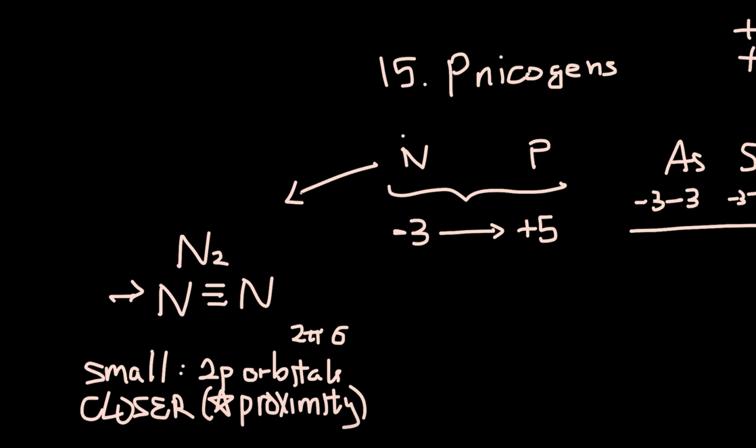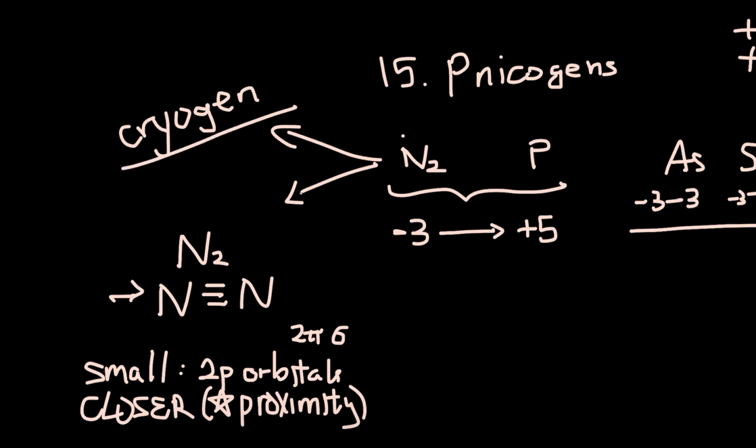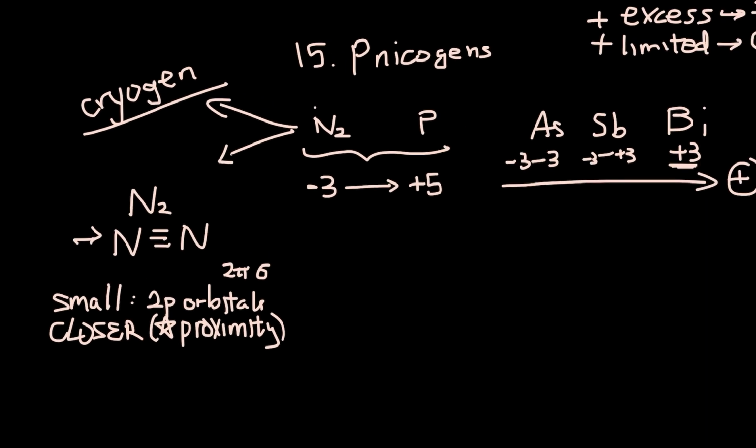Okay, so nitrogen can also be used as a cryogen. A cryogen is a low temperature refrigerant, and nitrogen can be a cryogen. Helium is a monatomic gas that can also be a cryogen. Okay, that's all for nitrogen now.